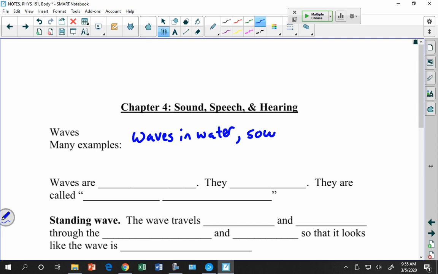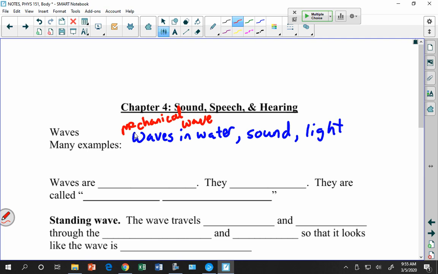Sound is a wave. Light is a wave. Waves in water, this is called a mechanical wave. I'll write that down later, but let me just preface it right now. This is a mechanical wave. When I say waves in water, I mean waves going up and down.